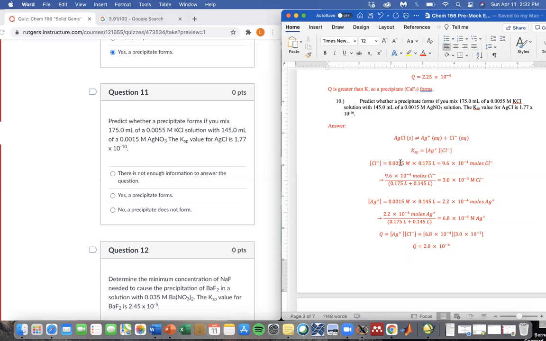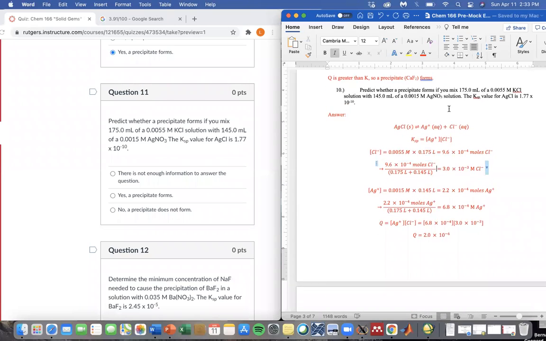But we've defined their concentrations. We can use the molarity and the volume given to us in order to figure out how many moles there are. Then we can use the total volume of the 175 milliliters and the 145 milliliters to get our total volume. For example, for the Cl minus, we're given a solution that is 0.0055 molar, and we're mixing 175 milliliters of it. So you would do 0.0055 times 0.175 liters, because molarity is moles over liters, and you get 9.6 times 10 to the -4 moles of Cl minus.